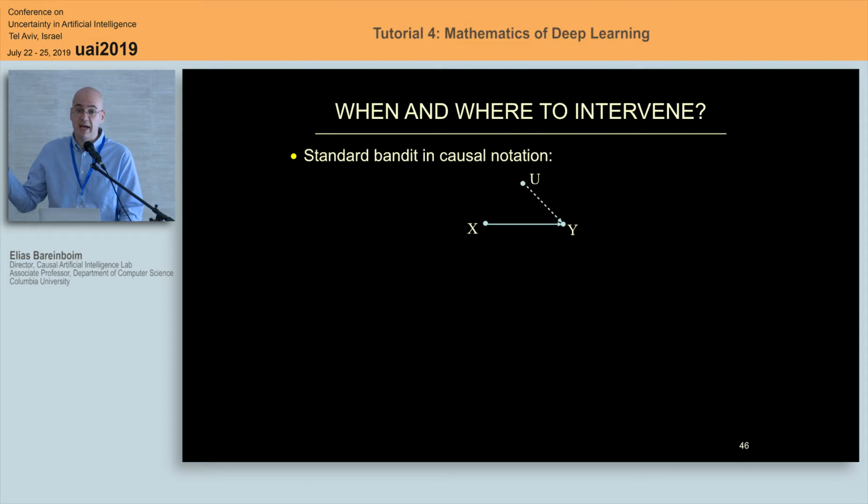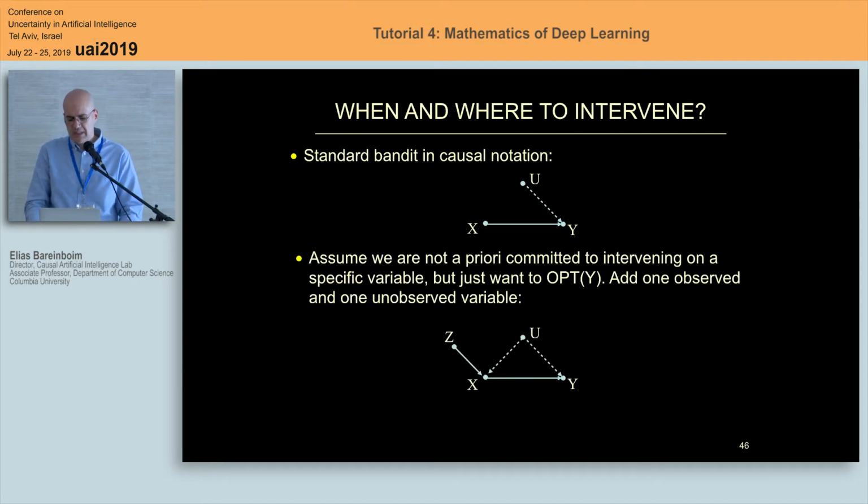This is the standard bandit model, where you have action X, outcome Y, and then you fix this policy pi, that I'm not showing here just to be cleaner, that decides the value of X, and then you average over this U. U is no longer affecting X. Now, assume that we are not a priori committed to intervene on a specific variable, but just want to optimize this variable Y. For example, keep the variable Y at a high value. This is the health of the system, or the health of the patient, or the happiness, and so on.